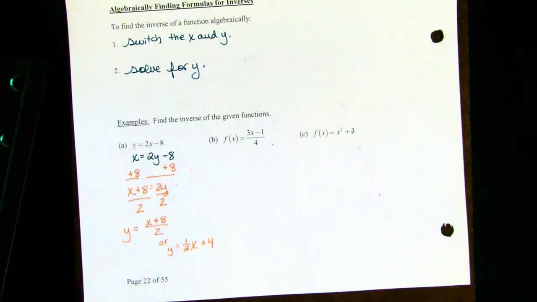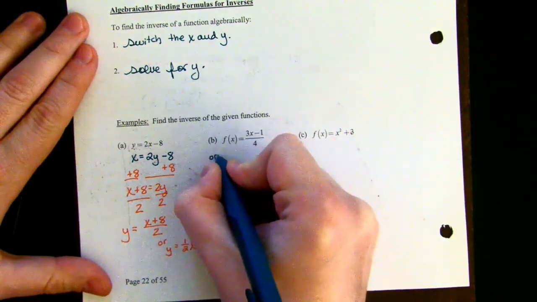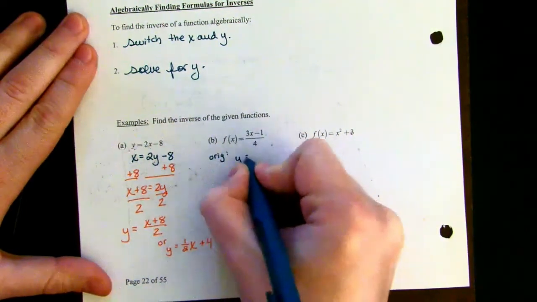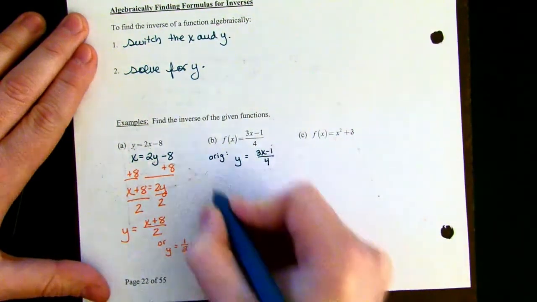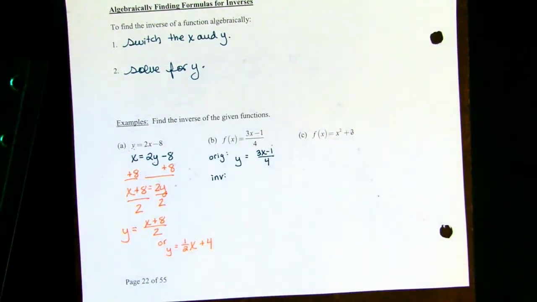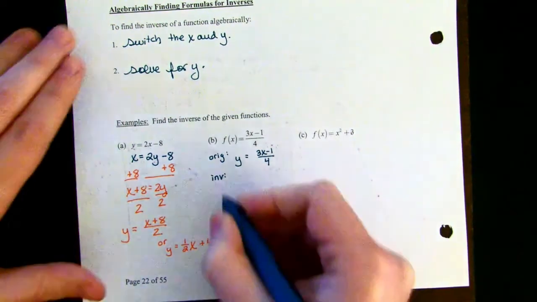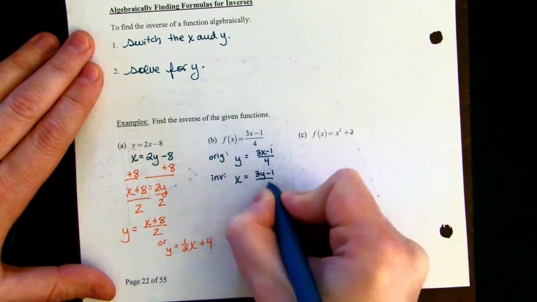Letter B. I actually don't have a y. What can I do? Isn't y just the same as f of x? Which means my original function is just y equals (3x minus 1) over 4. So my inverse is going to be, actually, you go do that first step. Go switch the x's and the y's. Should give x equals (3y minus 1) over 4.